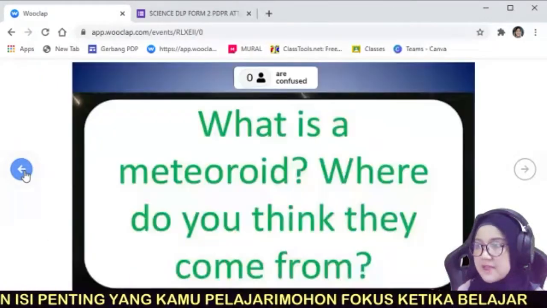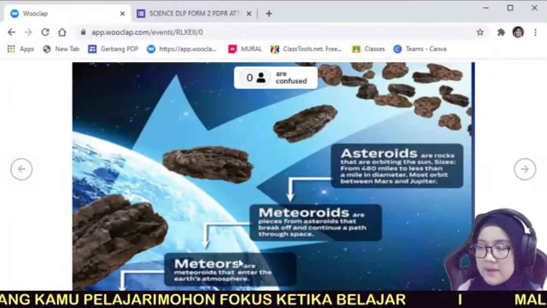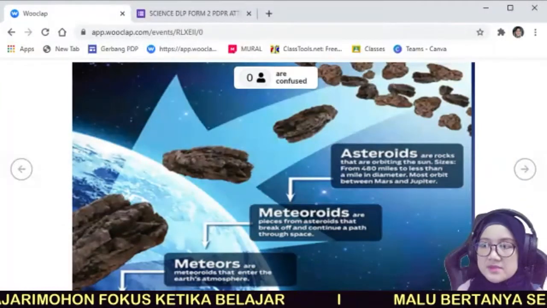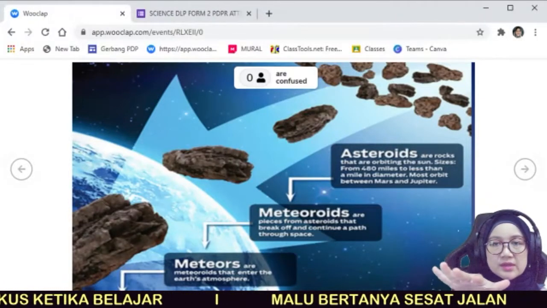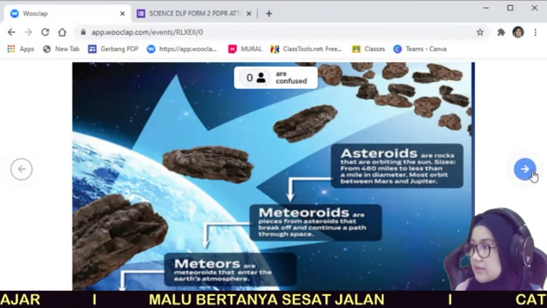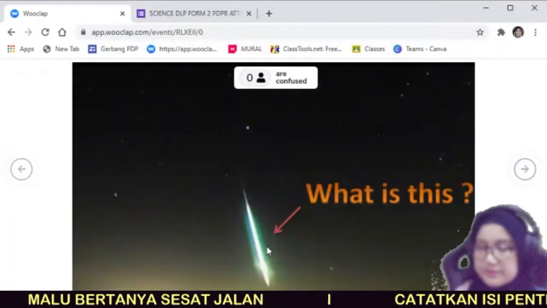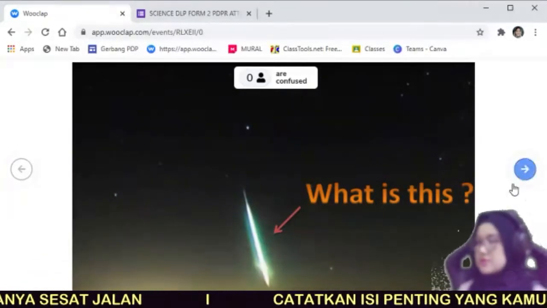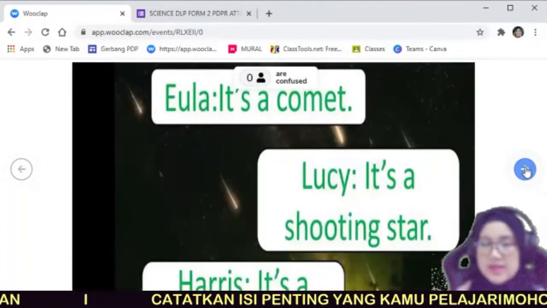Just now I have explained to you. So when it reaches the atmosphere, it becomes a meteor. When it reaches the surface, it becomes a meteorite. A meteor is the meteoroid that is hanging at the atmosphere. So this one is what? Meteor. Okay. So as it reaches the surface of the Earth, it will become a meteorite.